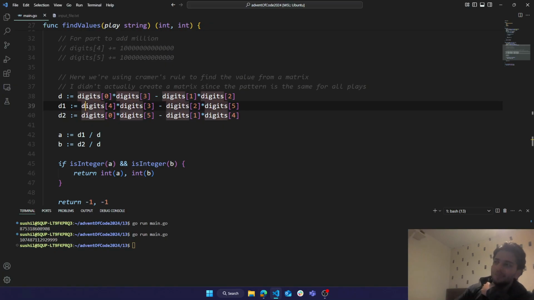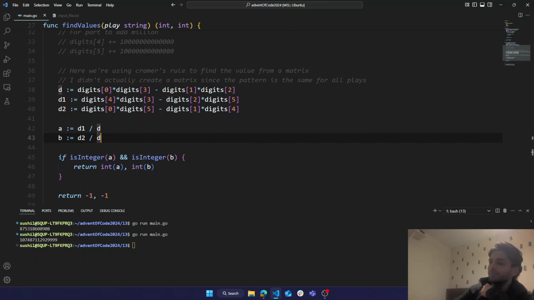I didn't actually convert it into a matrix as the code here says, because I don't know, it'll just confuse me more. And the pattern is the same, right, for all of this, so I can just index it directly and then subtract it. And then again, you divide: to get A you divide delta 1 by our delta, and to get B you divide delta 2 by our delta.